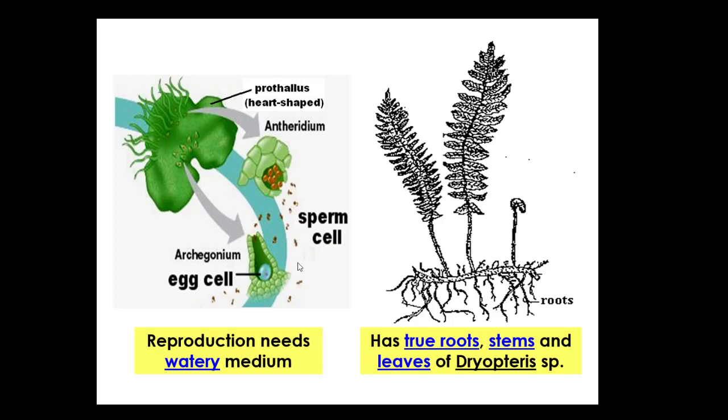When it's grown, in its sporophyte stage, it will have true roots, stems, and leaves. So these are the true roots, true stem, and true leaves.